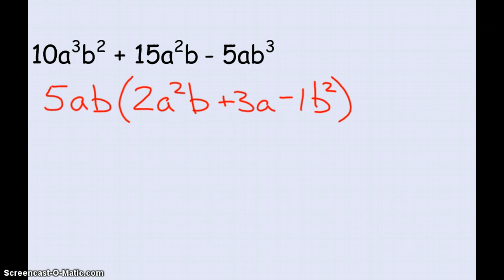And we look, double check, 2, 3, 1, nothing common between those other than a 1. There are not a's in all of our terms, there are not b's in all of our terms, so this particular polynomial has been completely factored. And our greatest common factor is 5a.